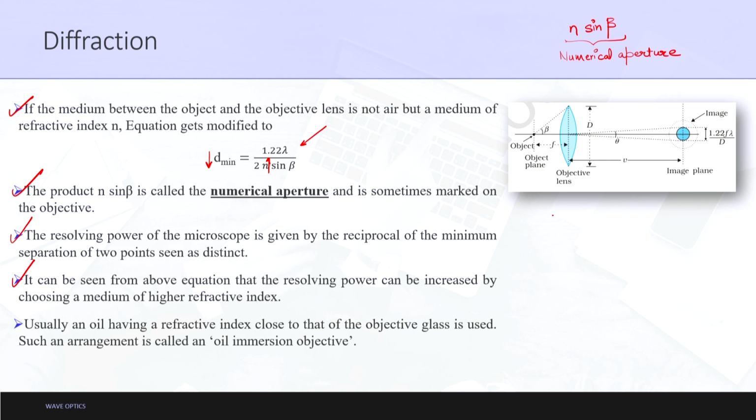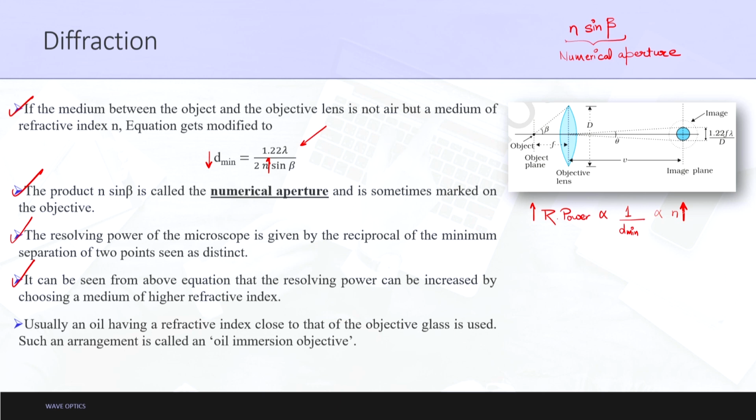So how will I explain this? Let me write resolving power here. Resolving power is inversely proportional to d min, and as d min is inversely proportional to n, that means it is directly proportional to the value of n. Therefore, if the value of n is increased, the resolving power is also increased. So it can be seen from the above equation that the resolving power can be increased by choosing a medium of higher refractive index.